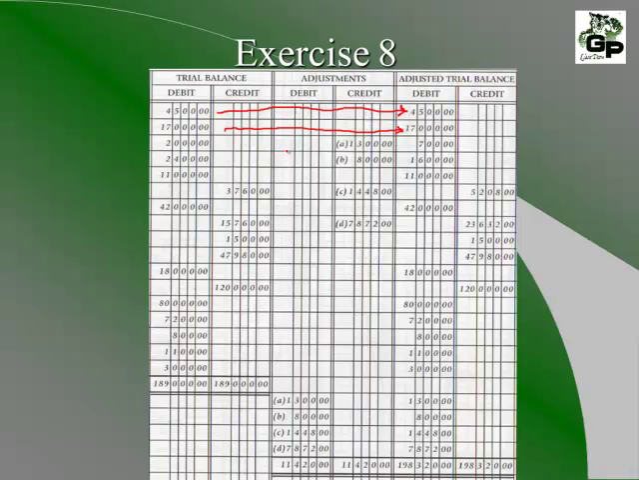However, for the first account, which is supplies, we started with 2,000 right here. Now notice that this was a debit. Now we have a credit under the adjustments of $1,300. So what does that mean? It means that right here on the adjusted trial balance, we have a new value, not 2,000. It's now 2,000 minus 1,300, which gives us 700.